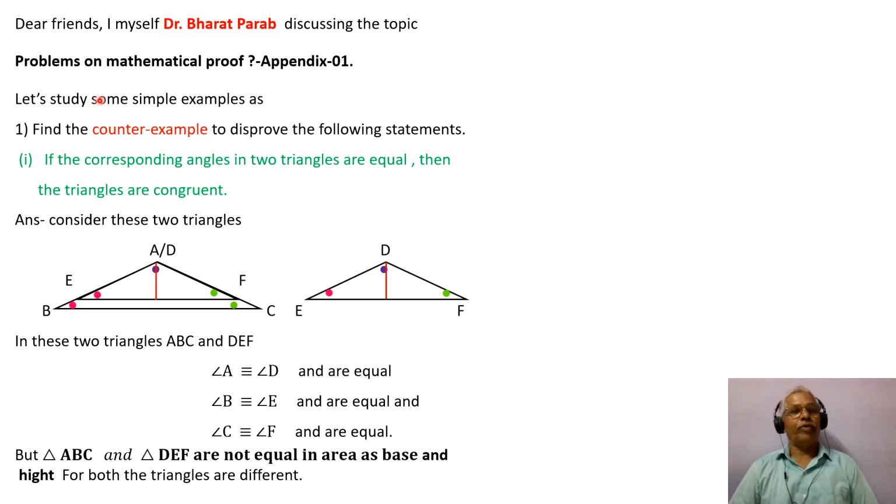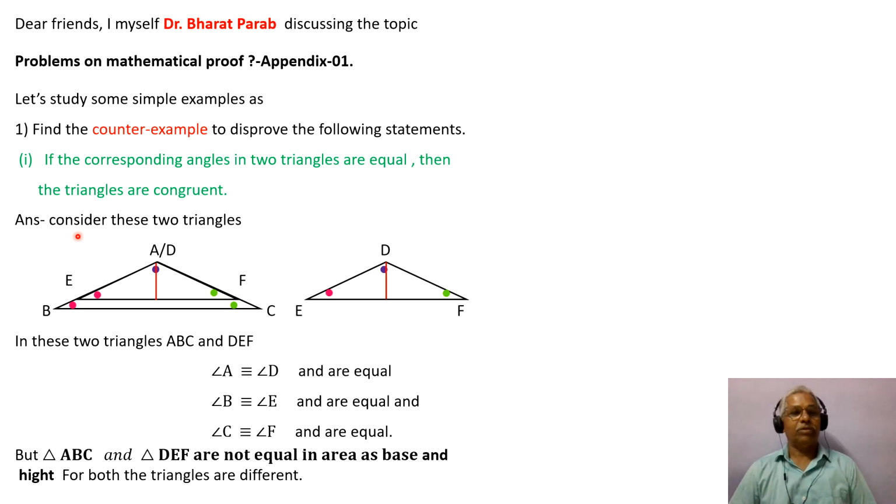Okay, so we are now trying to solve some problems. Let us study some simple examples. As the first one, find a counterexample to disprove the following statements. There are some statements given. This is the first one: if the corresponding angles in two triangles are equal, then the triangles are congruent. This is a statement and we have to disprove it.